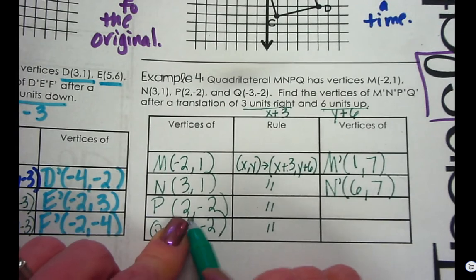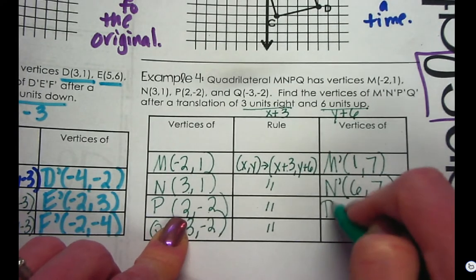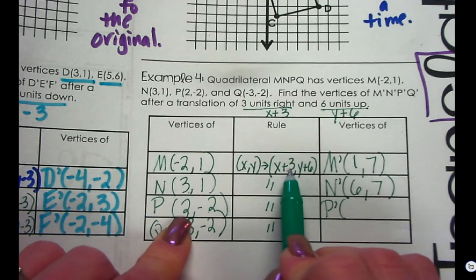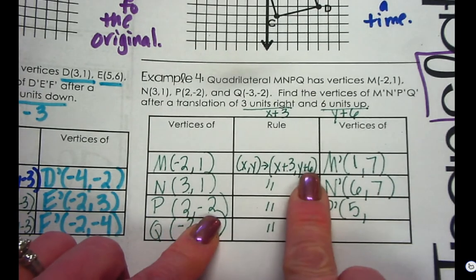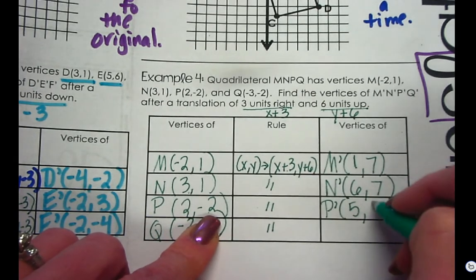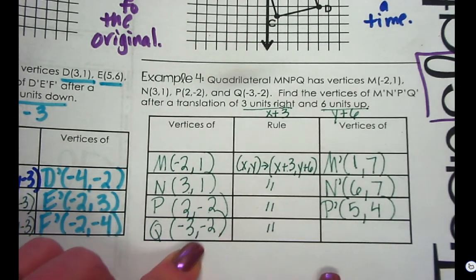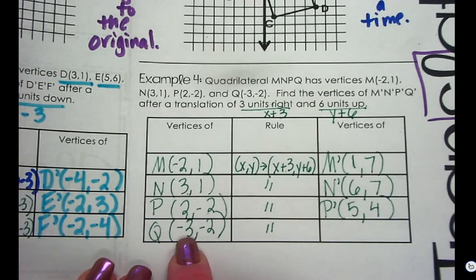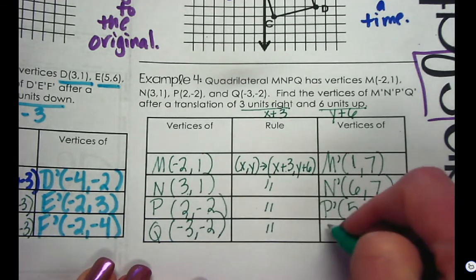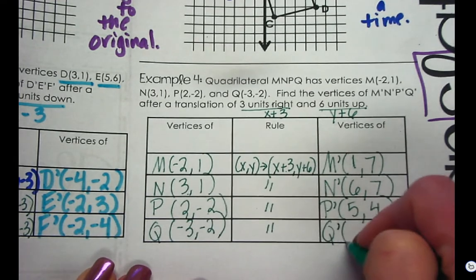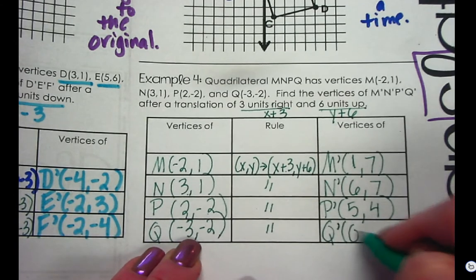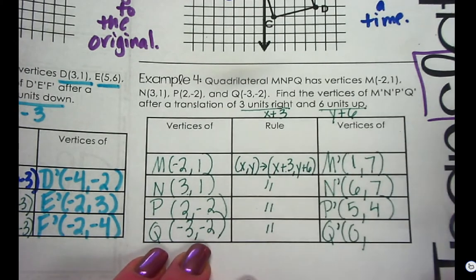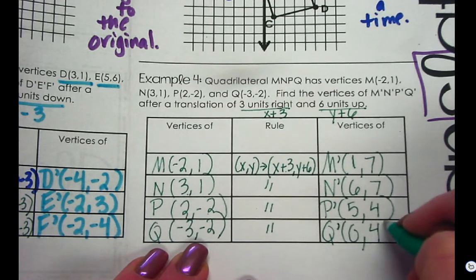Our p is 2, negative 2. So our p prime, we're going to add 3 to 2. If I add 3 to 2, what do I get? 5. And then negative 2 plus 6 is 4. And then our final coordinate here, we have q, which was negative 3, negative 2. So q prime is going to be negative 3 plus 3, which is 0, and negative 2 plus 6, which is 4.